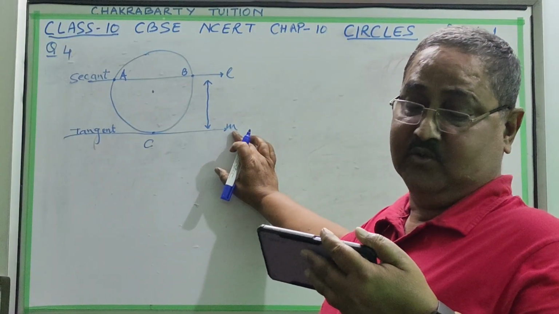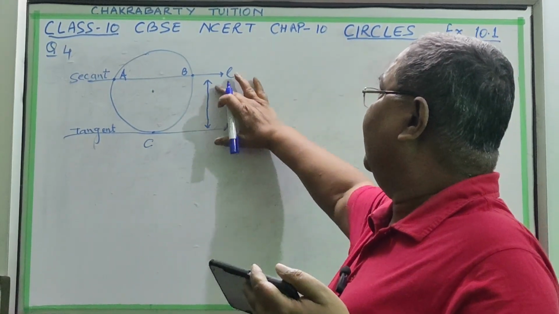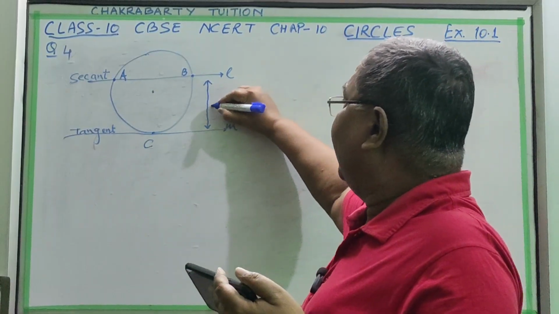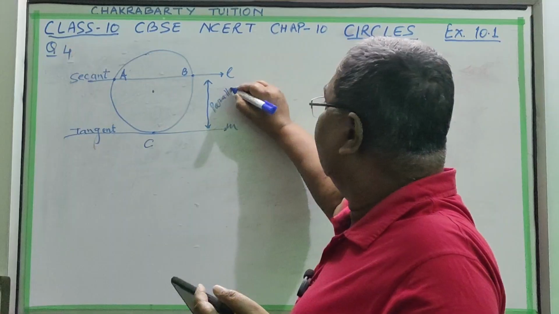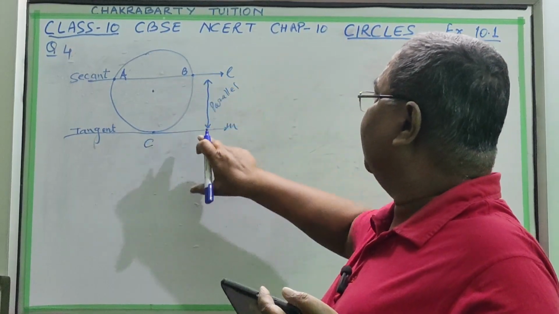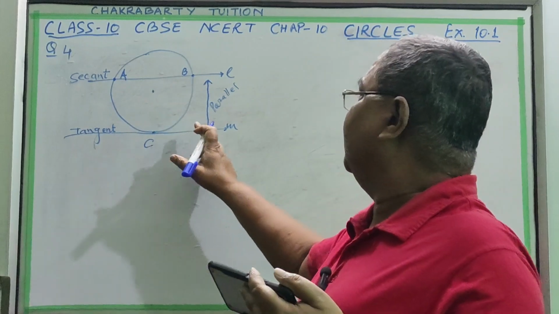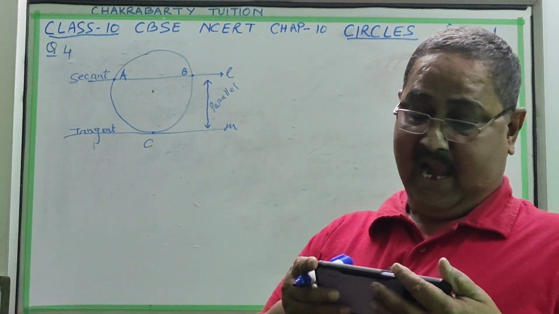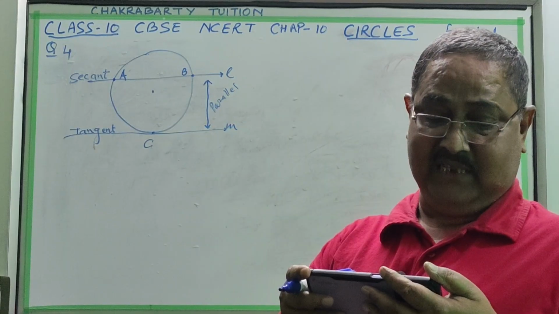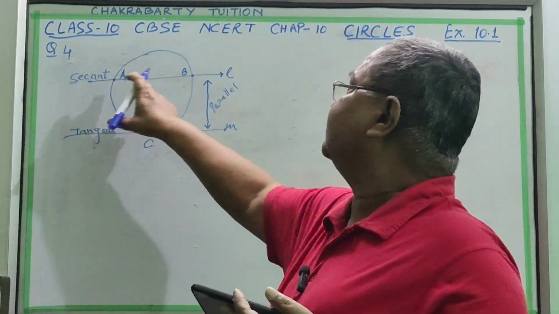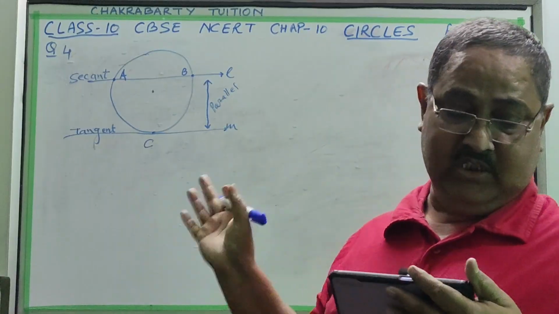We have drawn two lines parallel to a given line. These lines are parallel. Parallel lines mean the distance between these two lines will be equal. Whatever the distance is, it will be equal. The parallel lines are such that one is a secant and the other is a tangent. In this way we can draw. So this drawing is over.